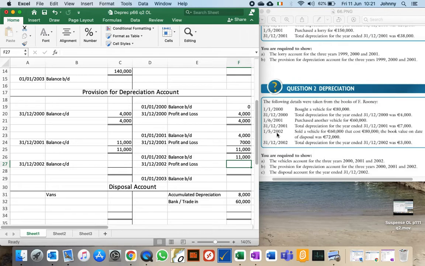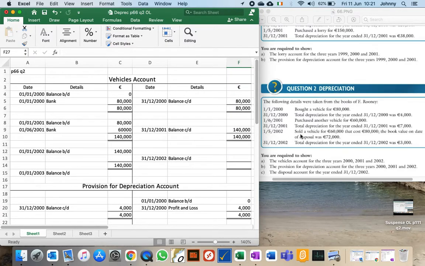Then 1st of 5th, 2002, sold a vehicle for 60,000 that cost 80. The book value is 72. First of all, we need to sell a vehicle for 60 that cost 80. So the first vehicle here that we bought for 80, we're going to get rid of it. That happened in 2002, so that's going to be called disposal. Why is it on the credit side? Because I'm getting rid of something. Remember, this is an asset account. The plus side is the debit side because of the bookkeeping key. The credit side is the minus side, so we're disposing of something that originally cost me 80,000. The date for that was the 1st of the 5th, 2002.